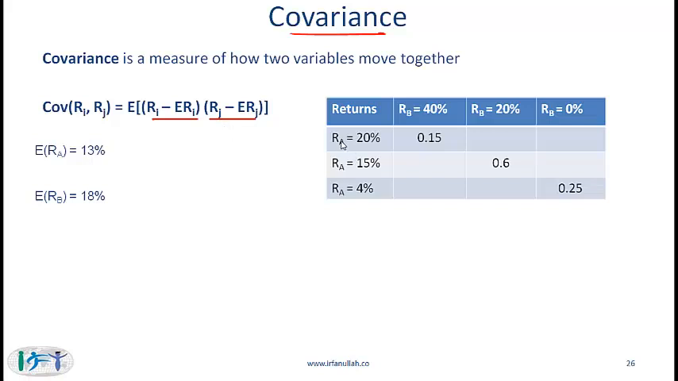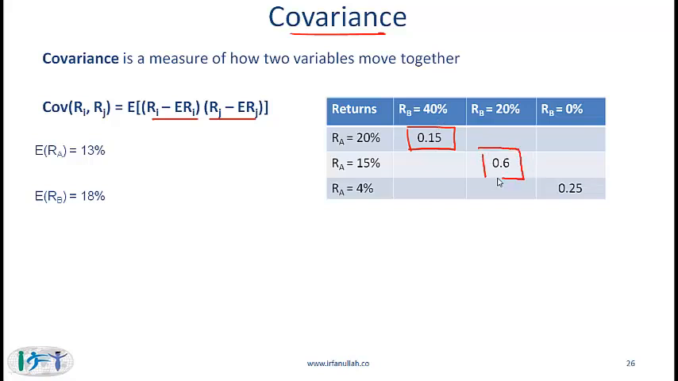Say we have two stocks A and B, and we are given the returns of the two stocks under different scenarios. There is a 15% chance, or a 0.15 probability, that we will have a good economy, and in that scenario the expected return on A is 20%, the expected return on B is 40%.